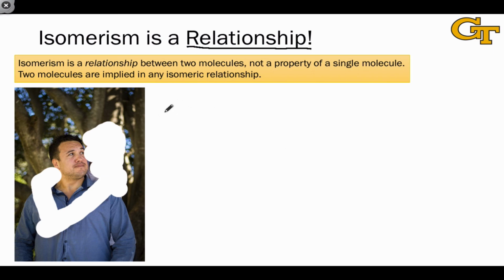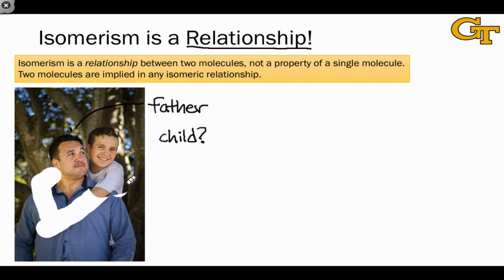And let me use a simple analogy to show this. We might, for example, in conversation say that this man shown here is a father. That implies the existence of a child, even if the child isn't mentioned explicitly. Anytime we hear mention that so-and-so is a father, we think automatically about the nature of that person's child, right? Even if the child isn't around explicitly. In chemistry, we often talk about a molecule, for example, having a stereoisomer or exhibiting a certain type of stereoisomerism.